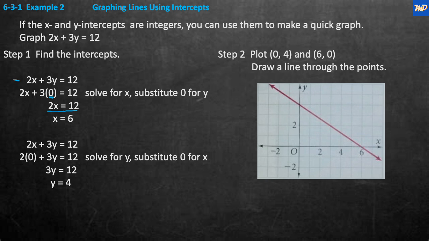and 6, comma 0. That's where we have our two different terms, right? So one is the 6 with y equal to 0, and the other is with x equal to 0. Okay, so now we have those values, we're going to plot them.